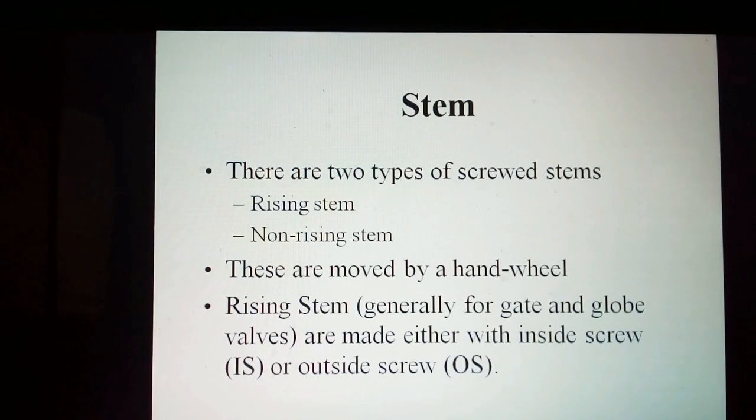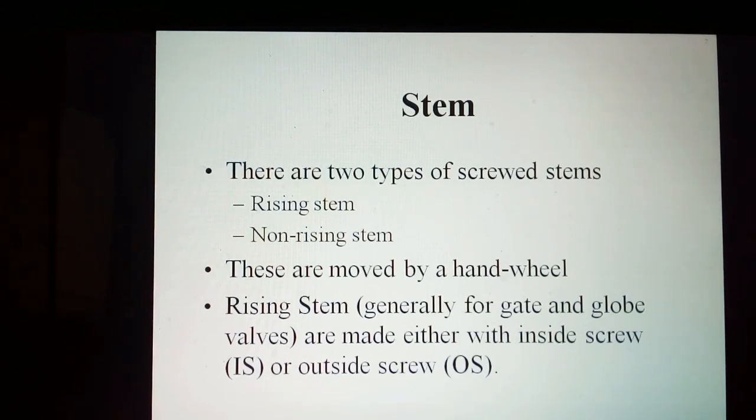Rising stems, generally for gate and globe valves, are made either with inside screw or outside screw, OS. The OS type has a yoke on the bonnet and the assembly is referred to as outside screw and yoke, OS and Y. The hand wheel can either rise with the stem, or the stem can rise through the hand wheel. Non-rising stem valves are only of gate type. The hand wheel and the stem are in the same position whether the valve is open or closed. The screw is inside the bonnet and is in contact with conveyed fluid.